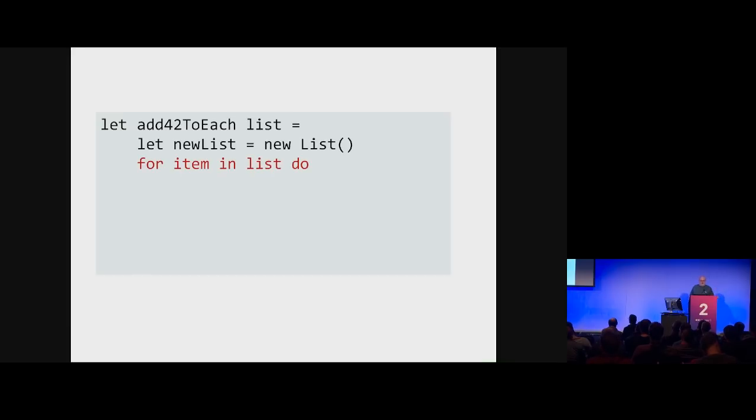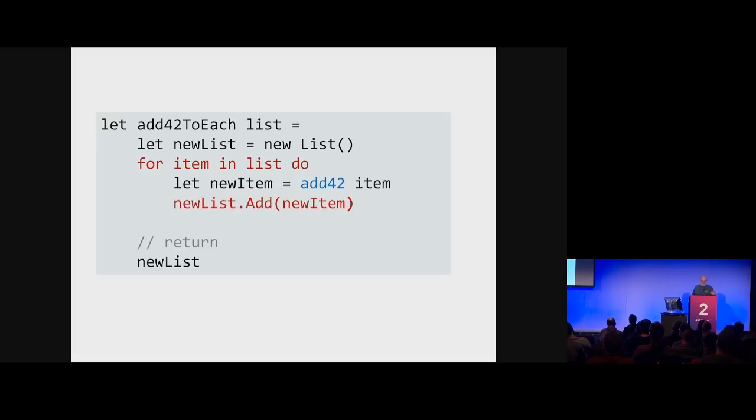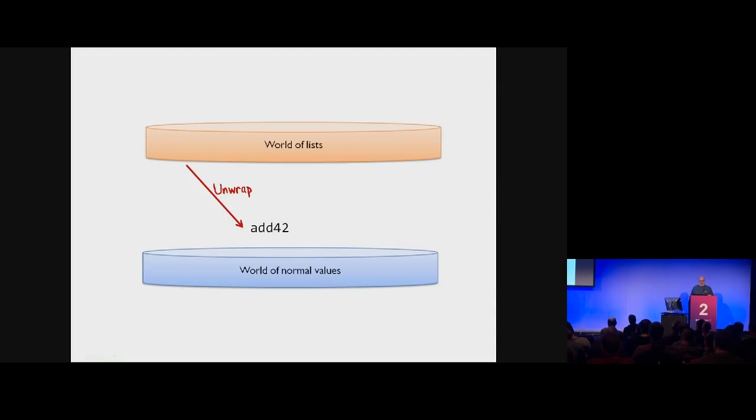Same thing with list world. Let's say we want to add 42 to each integer, each item in the list. For each item in the list, we add 42, and then we put it back in the list again and return the new list. When you're doing an iteration, you're basically unwrapping things out of the list. You're pulling out each element one at a time, applying the thing, and then putting them back in the list again. So again, this is an anti-pattern. You don't want to come down, do the thing, and go back up. Again, we use list map.